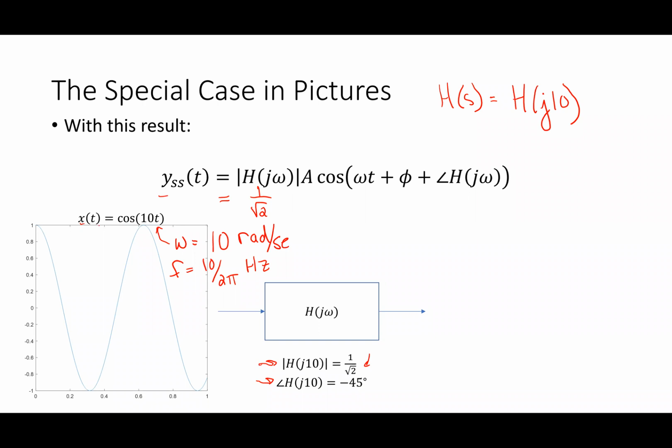If you look at this particular input here, x of t, there is no A. A is equal to 1, times cosine 10t, so it has the same frequency as going in. This guy doesn't have any phase shift, so there's no phi. But there is an angle, which is negative 45 degrees. So 10t minus 45 degrees. X of t is our input, and y of t is our output.